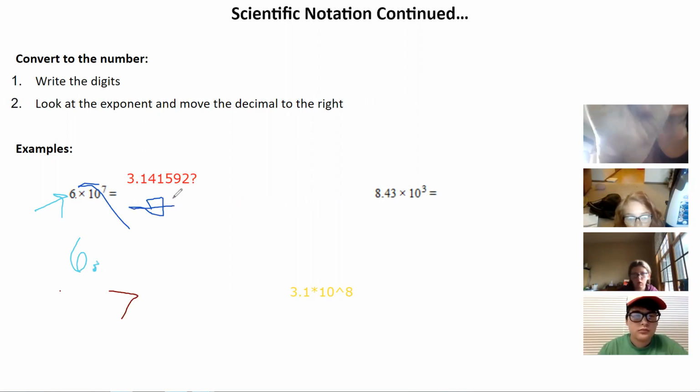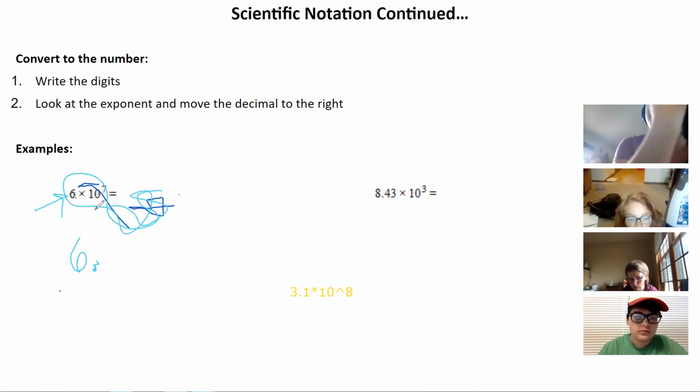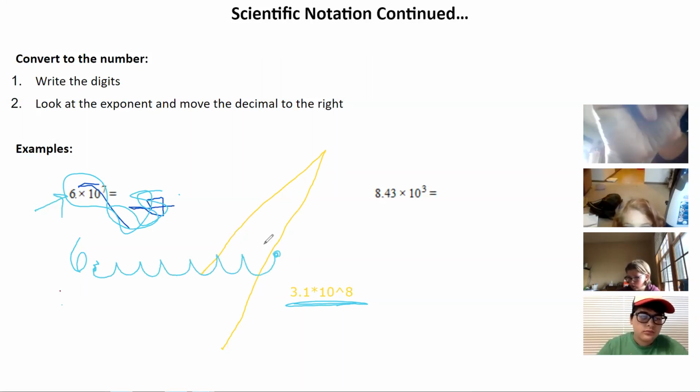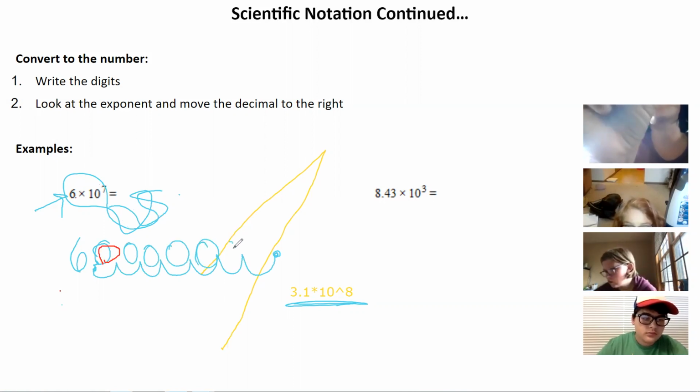Very good. Let's not doodle too much right in front. That might be a little distracting. Okay. And that might have been pi. I don't even know. That's interesting. But yeah, we want to move it 7 different spaces. So 1, 2, 3, 4, 5, 6, 7. And then we would fill all of those in as zeros.